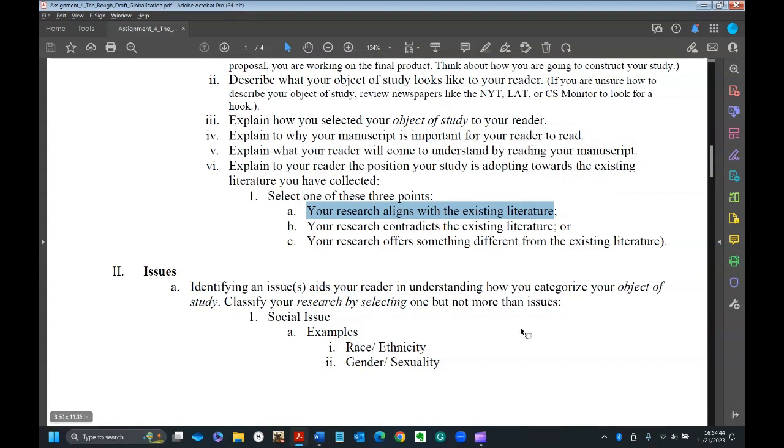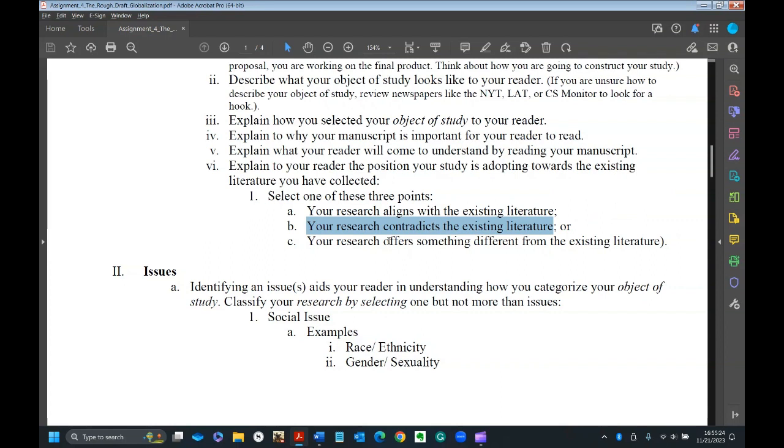Now for letter B, if your research contradicts the existing literature, as I mentioned in class before, you're telling your reader that based on your understanding of all your sources, your particular topic is going to contradict what they say. And that is perfectly fine as well. Okay. But just be aware that if you do decide to contradict existing literature, you're able to demonstrate how your study contradicts the bulk of the sources that you've used.